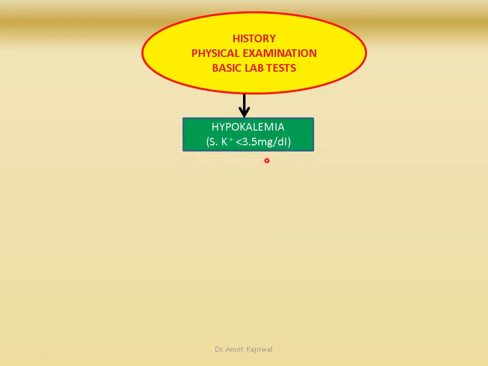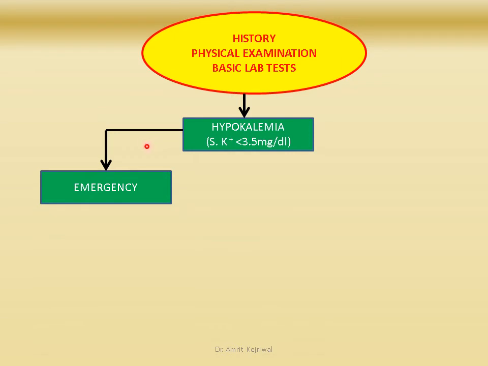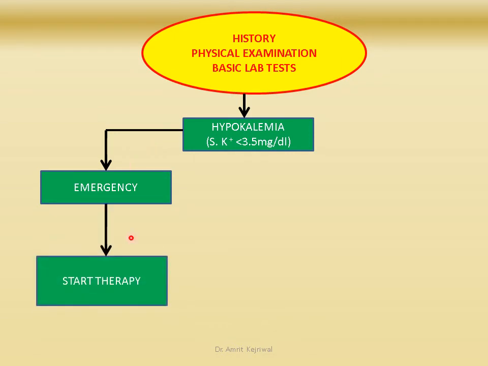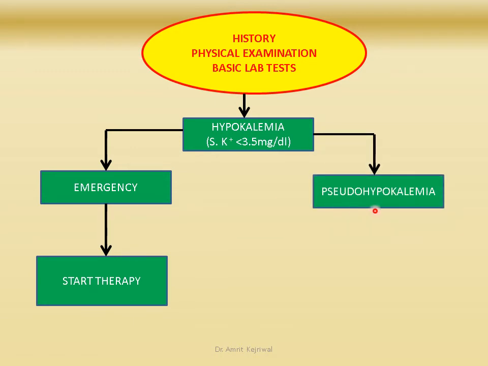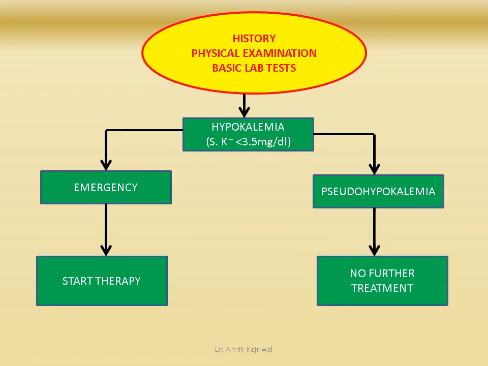Now coming to the approach, do the history, physical examination, and basic lab tests. From this, we diagnose the serum potassium is less than 3.5 milligrams per deciliter. Is it an emergency? If the patient has arrhythmias or prolonged QT syndrome, then start therapy immediately. If it is pseudohypokalemia, no further treatment is required.